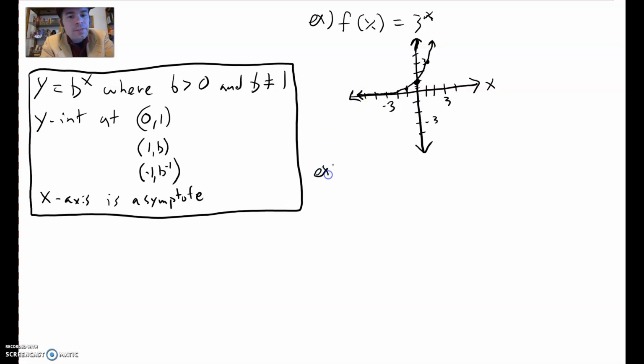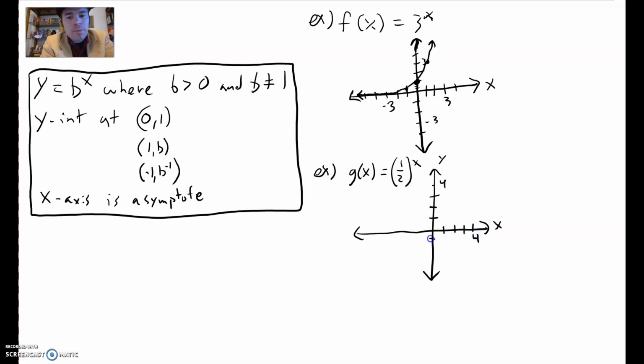Similarly, if we were to graph g of x equals 1/2 to the x, this would be graphed the exact same way, but it's going to have a very different look to it. Again, I'm going to go ahead and count by ones. So the y-intercept is still at 0, 1, right there.